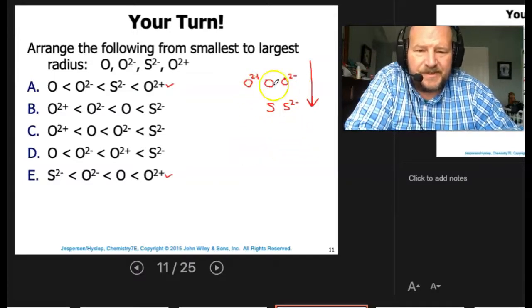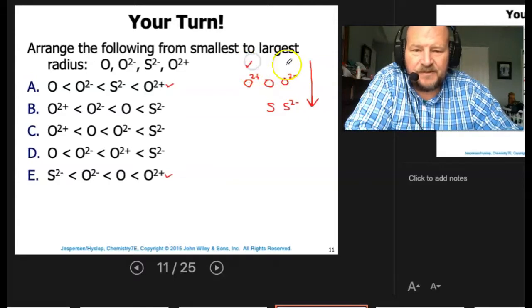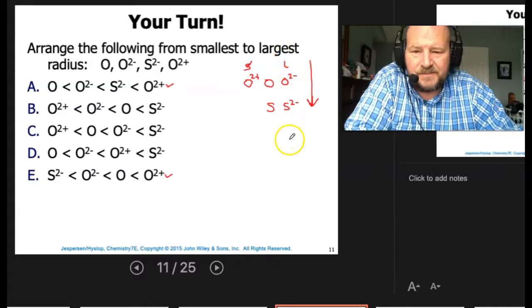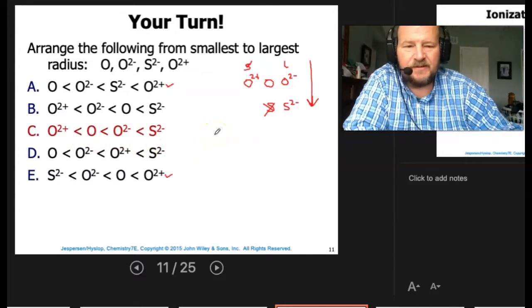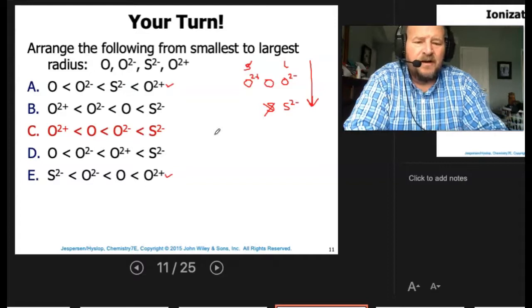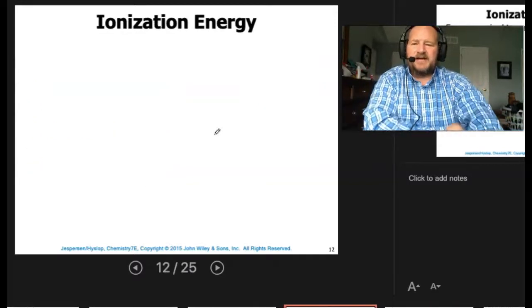So, well, in these three, we know this would be smallest to largest, right? It would just be a matter of, do we think the O 2 minus would be larger than the S 2 minus? And S isn't even in this, so we don't have to worry about the S. So S 2 minus would definitely be larger than O 2 minus because it's the same charge, but remember as we move down it gets a bigger shell. So that means we're going to want O 2 minus next, so I'm guessing the answer is going to be C. And there it is. All right, the next trend we want to look at is ionization energy.